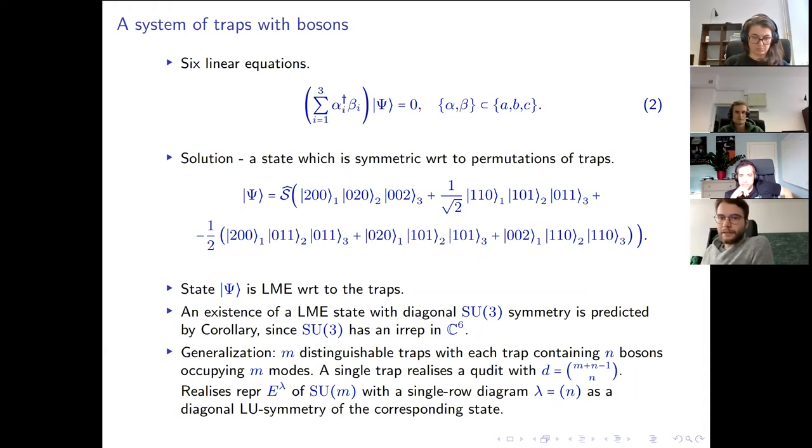Also, existence of such a state, maybe not this state, but any state with diagonal SU3 symmetry as this one, is predicted by the corollary, since SU3 has an irrep in dimension 6. So there needs to be some LME state with diagonal SU3 symmetry. We do not know how it looks unless we solve these equations, but we know it exists. Also we can generalize it to more traps, more bosons, more modes, but the same number of traps and modes.